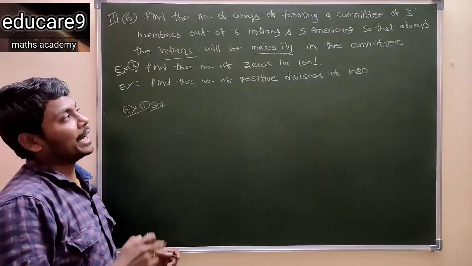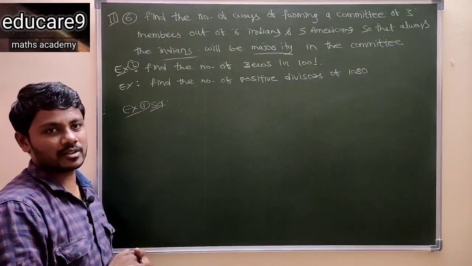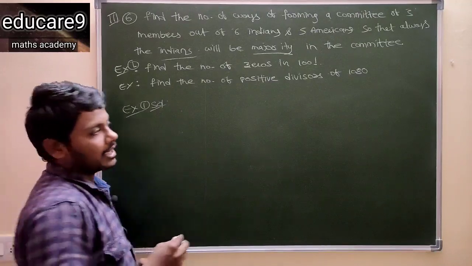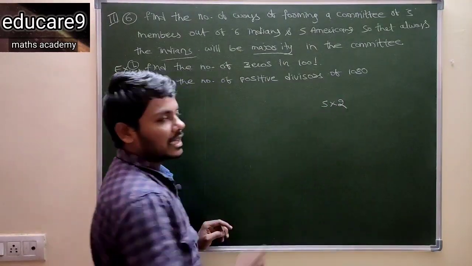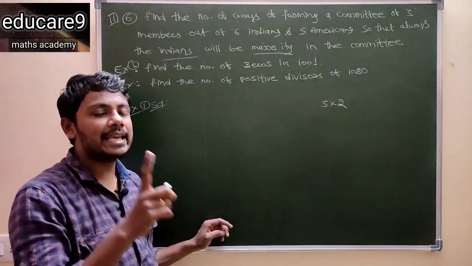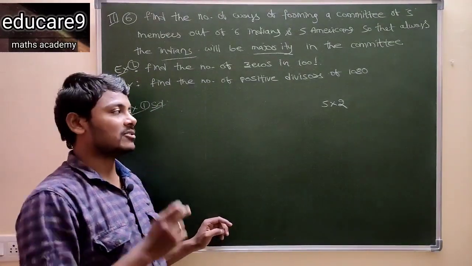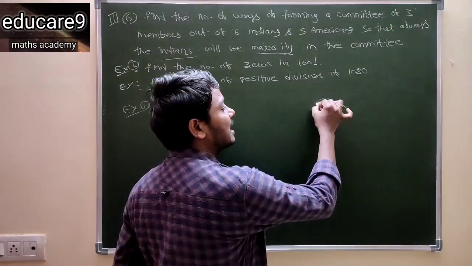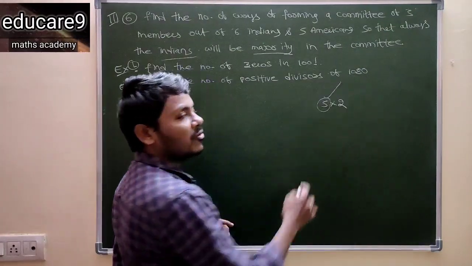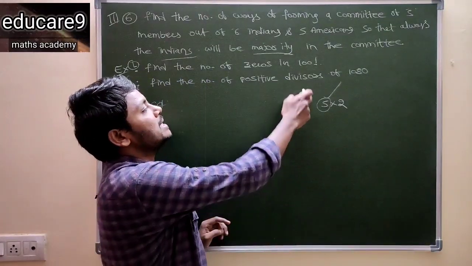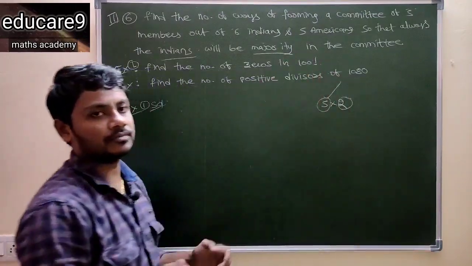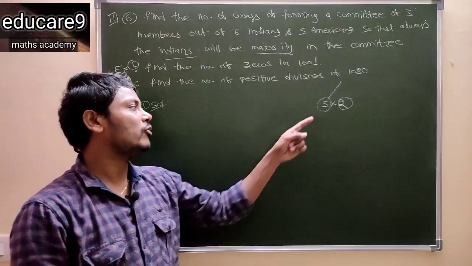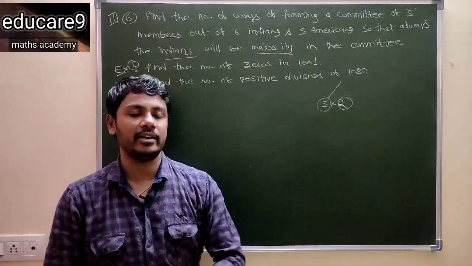Here you need to find the number of zeros. Clearly, you know that the product of 5 and 2 gives a single zero. So that's why you need to select combinations of 5's in 100 factorial and 2's in 100 factorial. First, you need to find the number of 5's in 100 factorial.